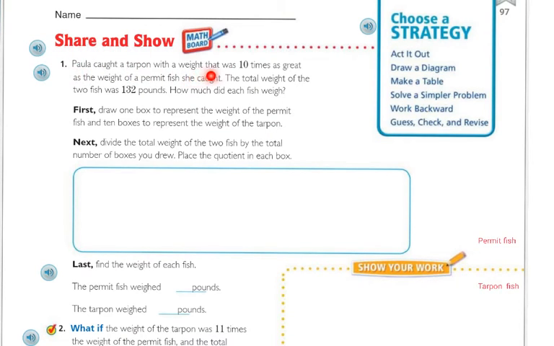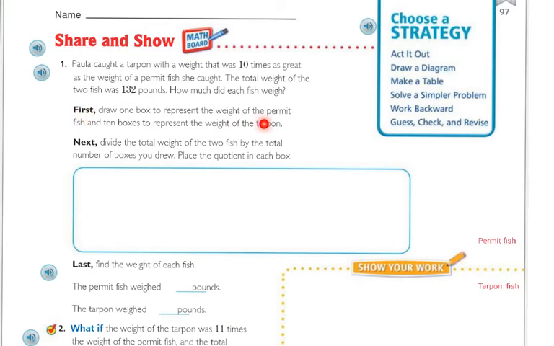Paul caught a tarpon with a weight that is 10 times as great as the weight of the permit fish she caught. The total weight of the 2 fish was 132 pounds. How much did each fish weigh? So you can choose a strategy over here. I'm personally going to draw a diagram like I did before.